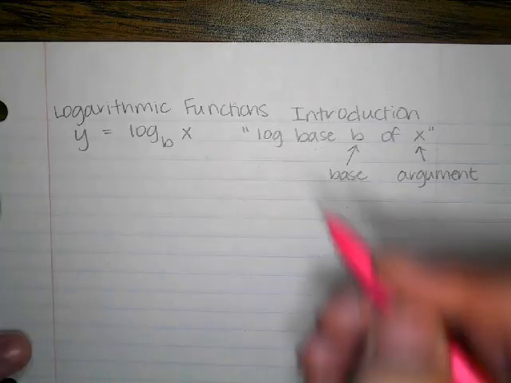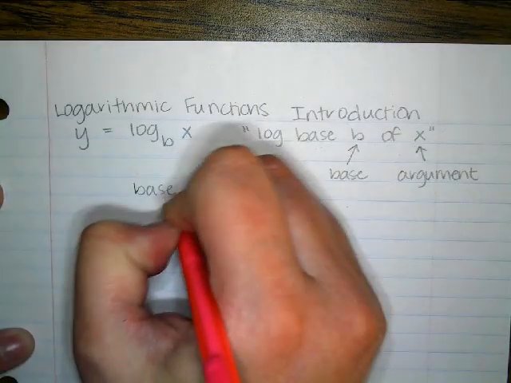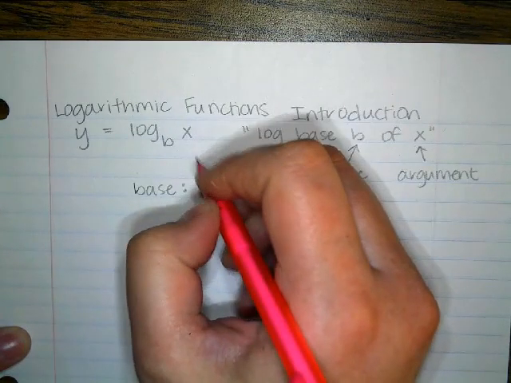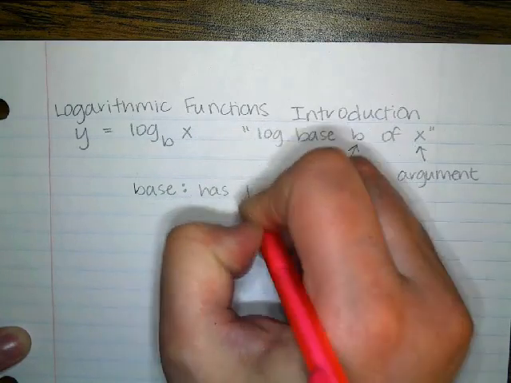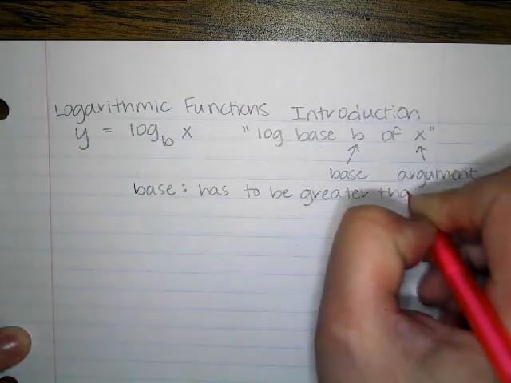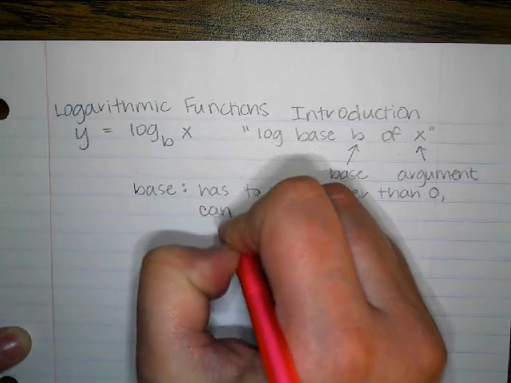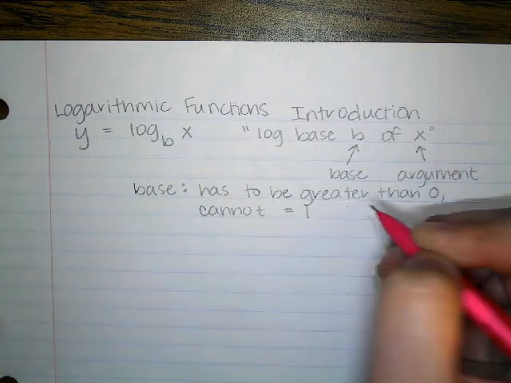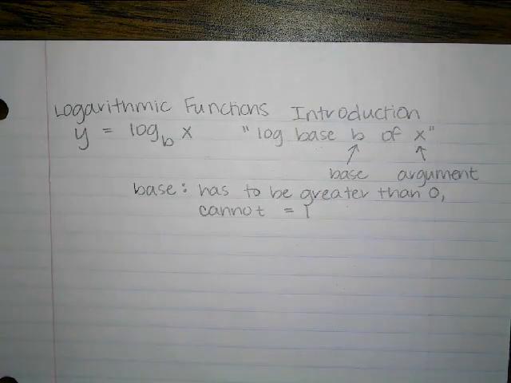There's a couple things that you need to know about the base. The base has to be greater than 0, and cannot equal 1. It can be fractions, can be decimals. Positive whole numbers are fine. Cannot be one exactly. I'm not going to tell you why now because your eyes will glaze over and you won't really pay attention. But later, when we do some problems, it'll be like, oh yeah, that's really obvious why it can't be a negative number or why it can't be one.